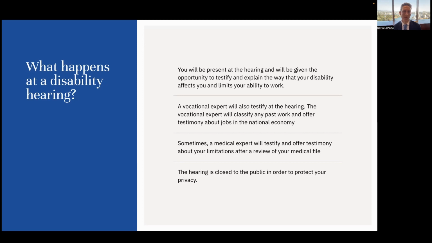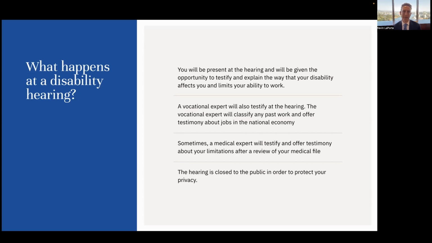But it's important to be aware it's the judge who's making the decision, not the vocational expert and not the medical expert. And then finally, the hearing is closed to the public. So when you're picturing a disability hearing, it's not a trial or like anything you've seen on TV or in the movies. It's a closed hearing because the judge is discussing sensitive medical records. There's penalties against releasing any of the information related to the hearing.